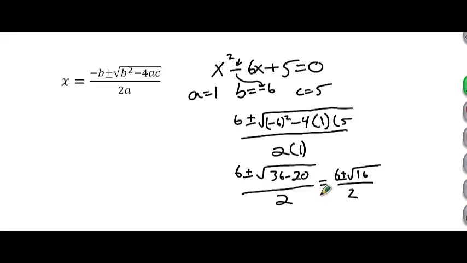Alright, here comes the fun part. Square root of 16 is 4. If you break it down, you get 4 and 4, you get 4 normally. So this is 6 plus or minus 4 over 2. So how in the world do you do 6 plus or minus 4?